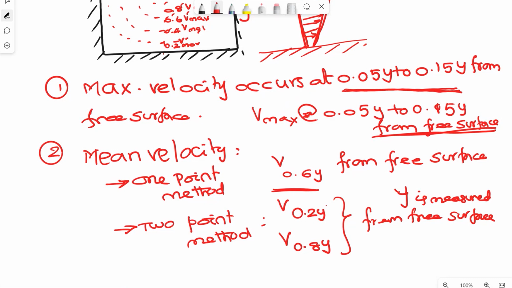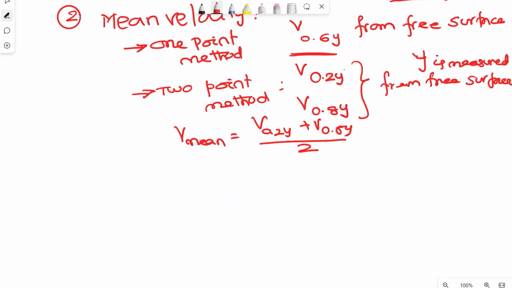But as that is not more accurate, now I take the velocities at two points. Suppose depth is 2 meters: 0.8 into 2, 1.6 meters from the free surface, and 0.2y, 0.2 into 2, 0.4. So you measure the velocity at 0.4 meters and at 1.6 meters. Then you take the average. V mean is equal to (V0.2y plus V0.8y) by 2. If you take the average, that is what we call the mean velocity.